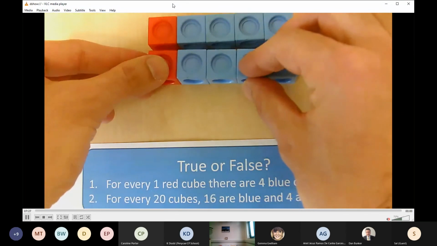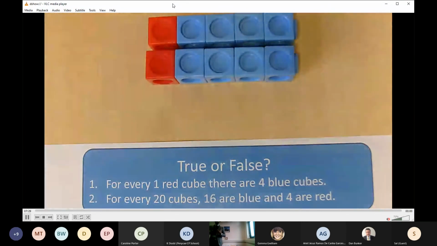The second question, in the year 6 class I did this with, everyone was pretty good for that first one. There were actually about 4 or 5 questions I did for the year 6 class, and the last question was phrased in this way: for every 20 cubes, so you've got the total amount of cubes first, of course, with a bit of variation thrown in, 16 are blue, 4 are red, true or false. And I had one quite high flying student absolutely adamant that that was false.